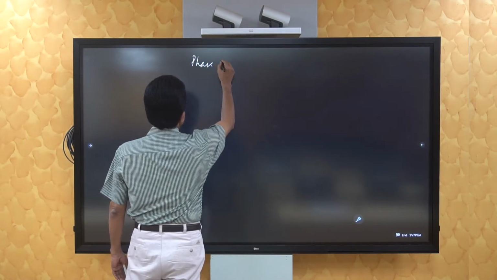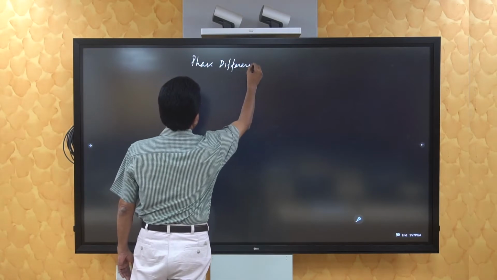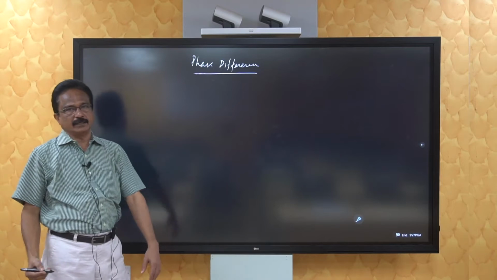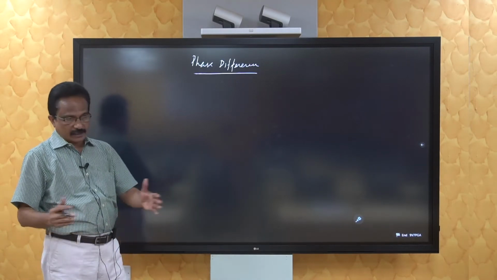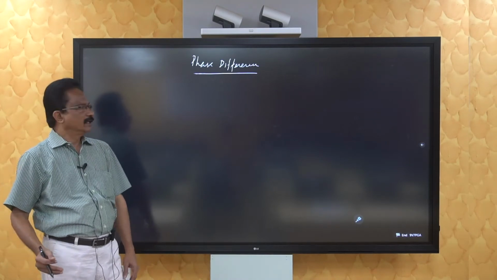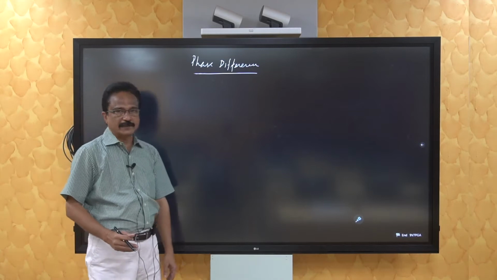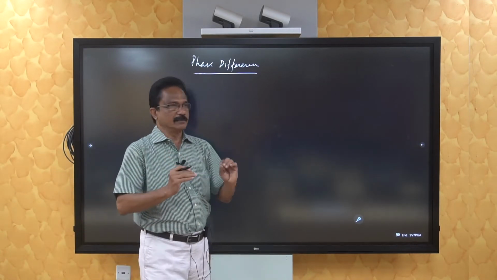Let's try to understand the concept of phase difference. The concept of phase difference appears in many topics of physics like interference, diffraction, oscillations, AC theory, and all such places we come across with the idea of a phase difference. To understand phase difference, we consider a simple harmonic motion.